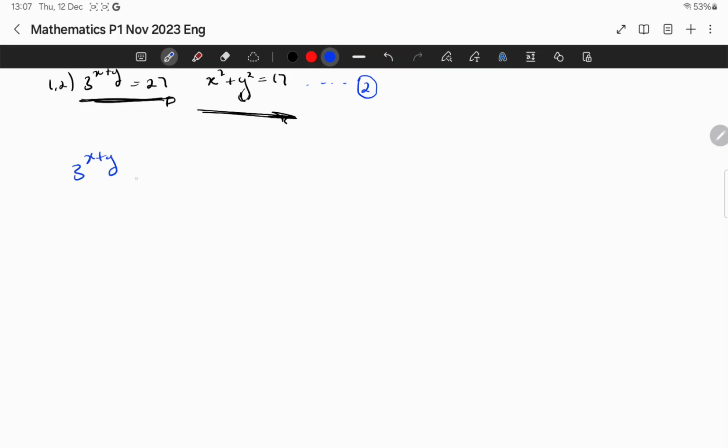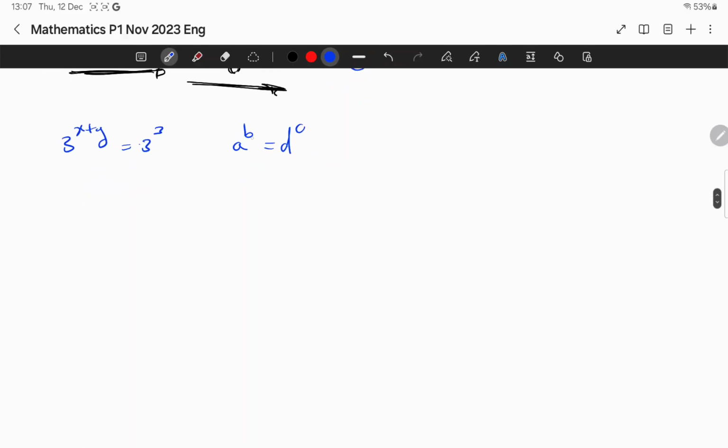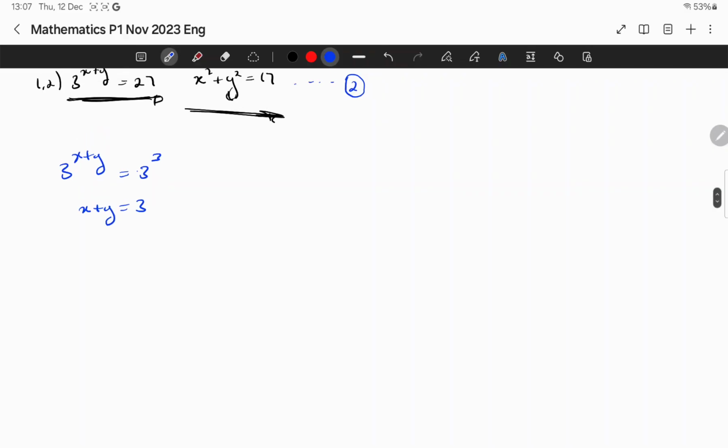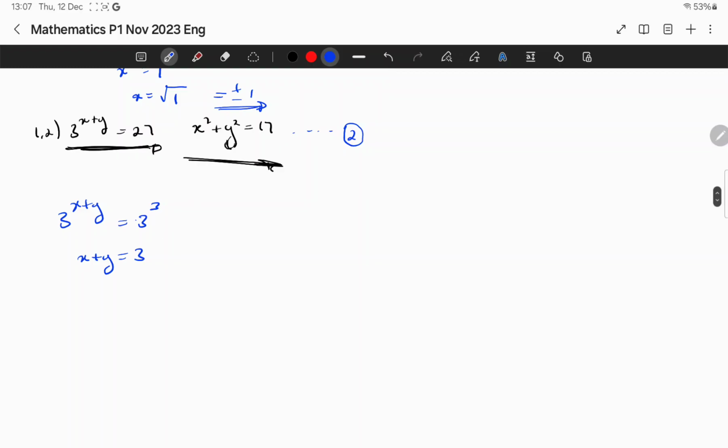3 to the power x plus y is equal to 3 to the power 3. And by the laws of indices, you know that if a to the power b is equal to d to the power c, then b and c should be equal if a and d are equal, right? Therefore, x plus y should be equal to 3. So we have one equation there. I'll name that equation 2, and this one equation 1.